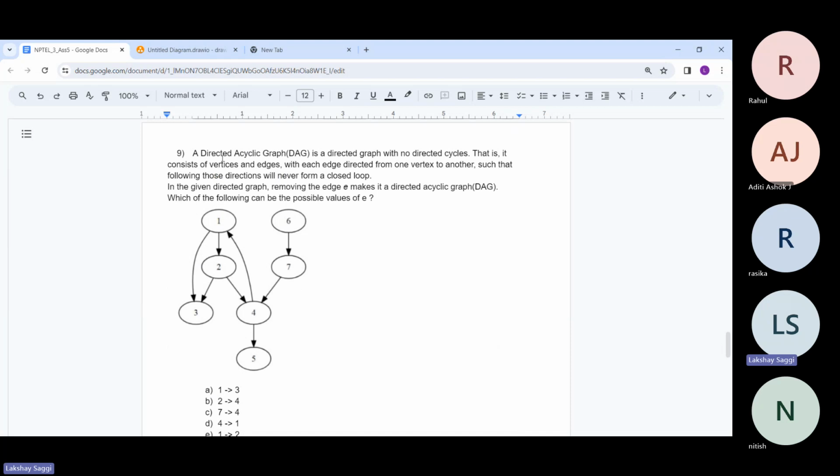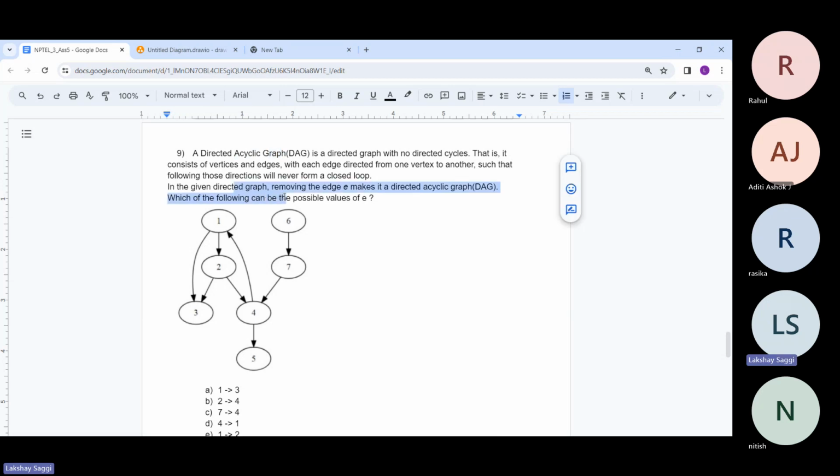So the 9th question says a directed acyclic graph. I don't know how many of you guys know what a DAG is, but its definition is given in the problem also: a DAG is a directed graph with no directed cycles. So what does it mean? A directed graph is a directed acyclic graph if there is no cycle in the graph. Each edge is directed from one vertex to another such that those directions never form a closed loop. I hope everyone knows what a cycle is in a graph. Essentially a DAG is a directed graph which does not have a cycle. It reflects in the name also, right? Directed and acyclic graph.